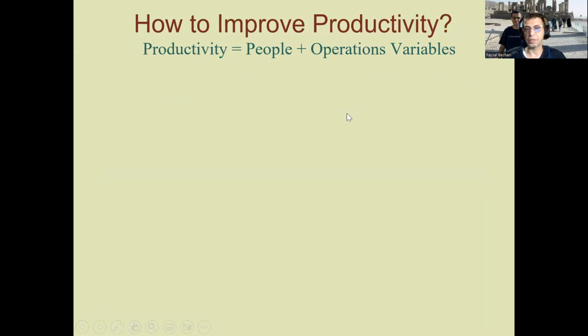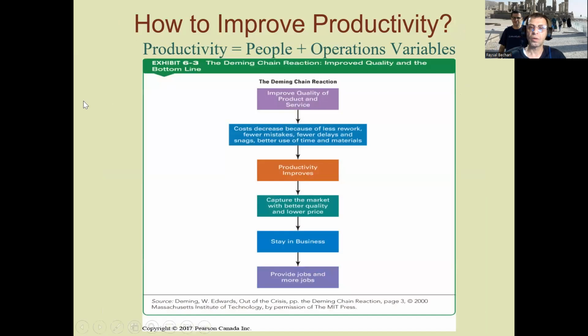Now, how do we improve productivity? Productivity comes from people and operation variables. Consider the winning chain reaction: once you improve the quality of a product and service, cost decreases because of less rework, fewer mistakes, fewer delays, and better use of time and materials. Hence, productivity improves, you capture the market with better quality and lower price, stay in business, and provide more jobs. And that cycle keeps moving up.